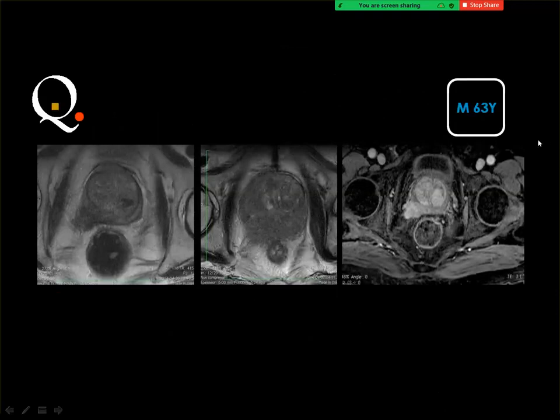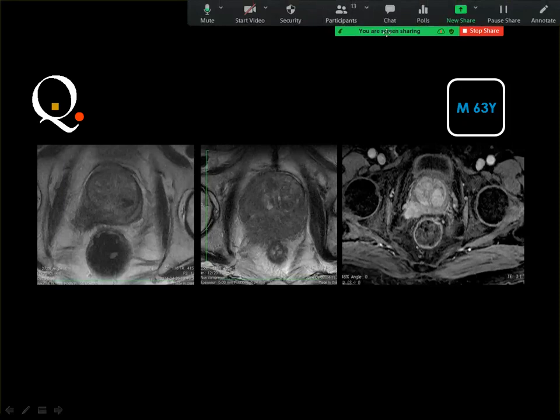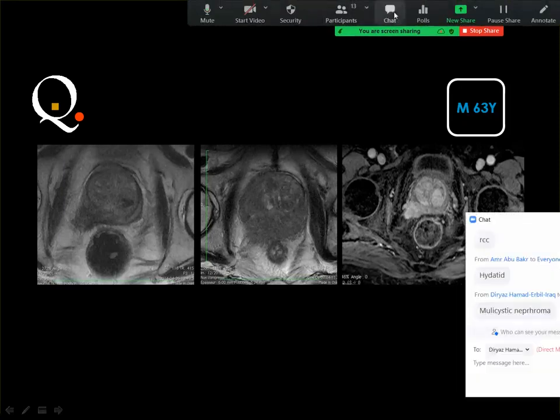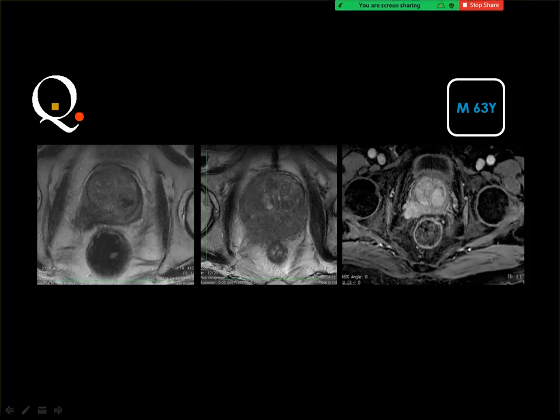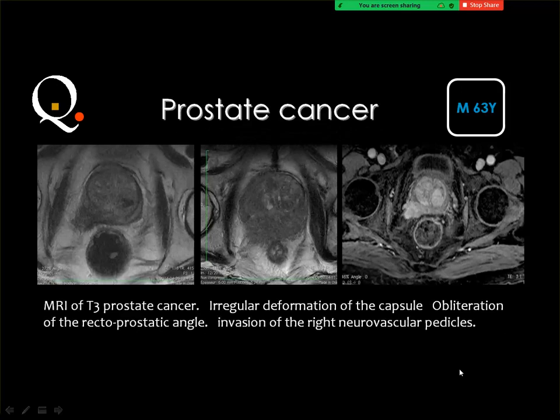Next case, male, 63 years old, MR of the prostate. Yes, carcinoma of the prostate on the right side with extraprostatic extension invading the neurovascular bundle on the right side. This is the right answer.